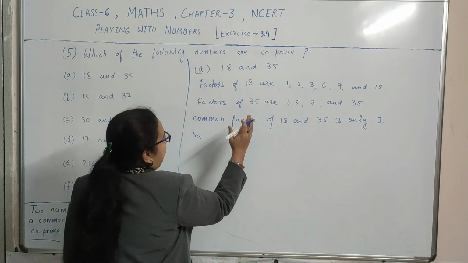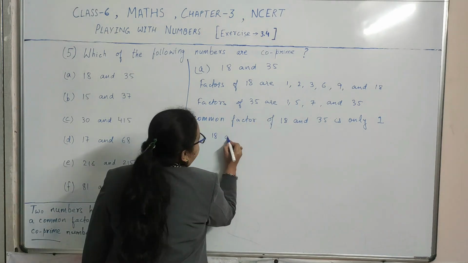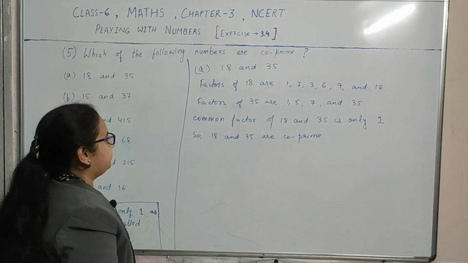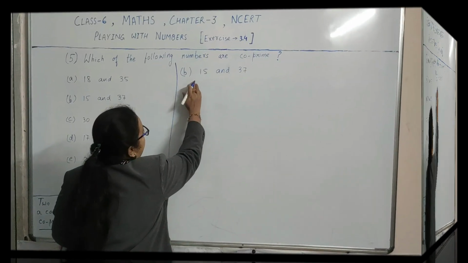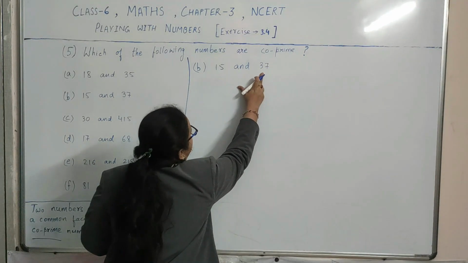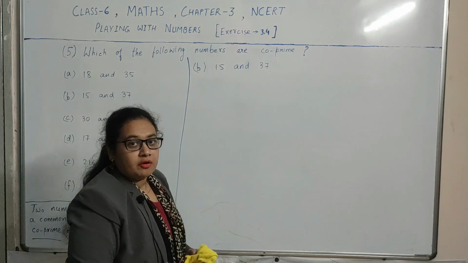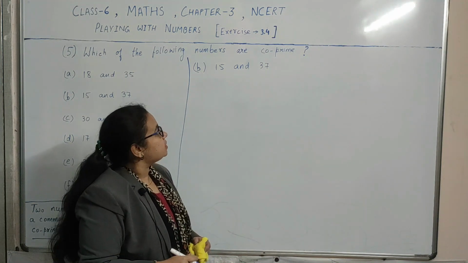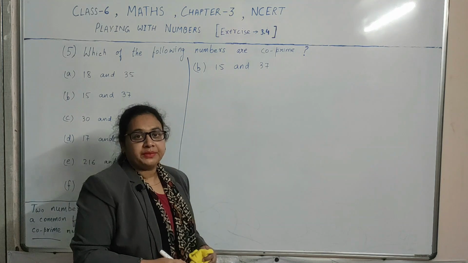So 18 and 35 are co-prime. Understood? Now let us do question number B and find whether 15 and 37 are co-prime or not. For that we have to first find the factors of 15 and 37, right?